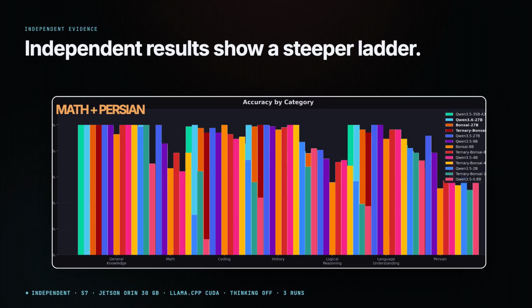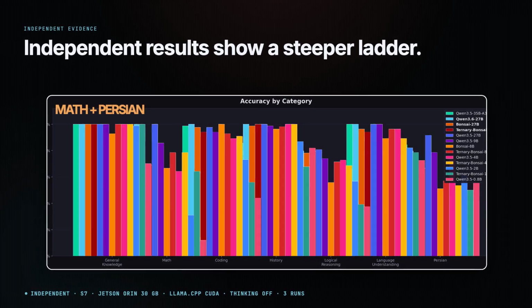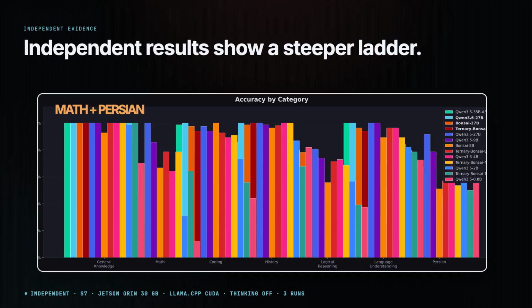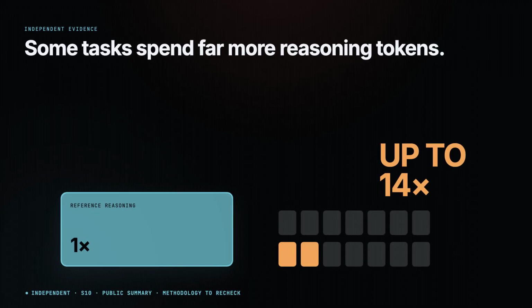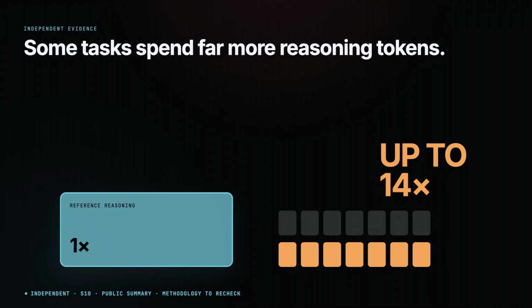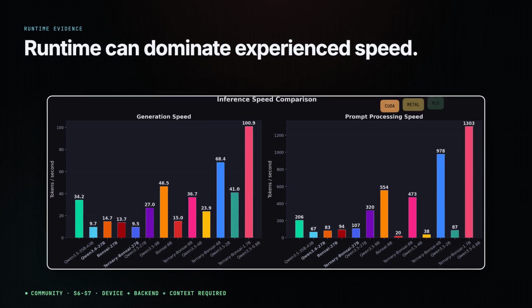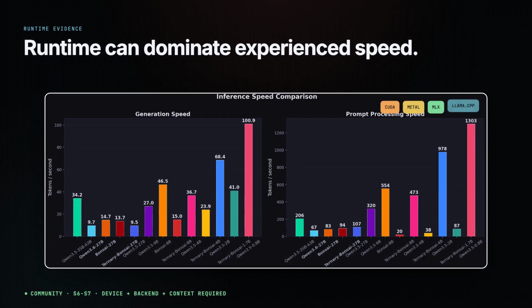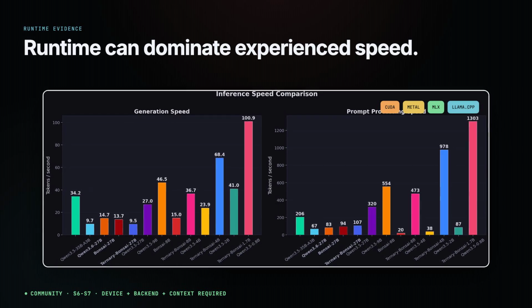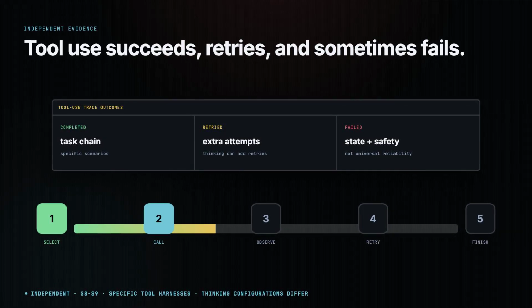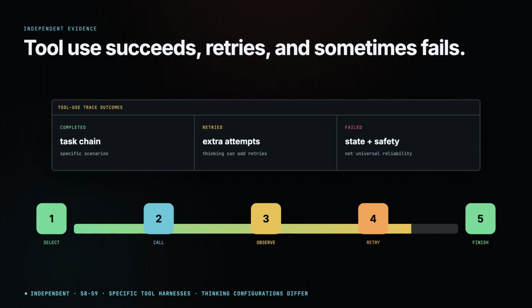One repeatable community benchmark found a steeper ladder from 4-bit QN to ternary and binary, with the largest damage in math and Persian. Benjamin Marie's coding evaluation found another cost. Bonsai used up to 14 times more reasoning tokens on some tasks. Runtime varies by backend. Kernel maturity, prompt processing, context settings, and hardware can dominate experience speed. Tool use evaluations show promising completion, but also retries and failures. They test specific harnesses, not universal reliability.